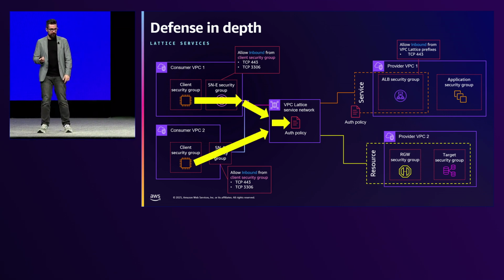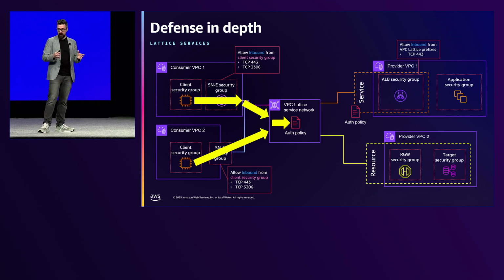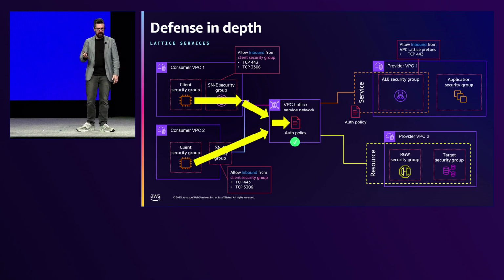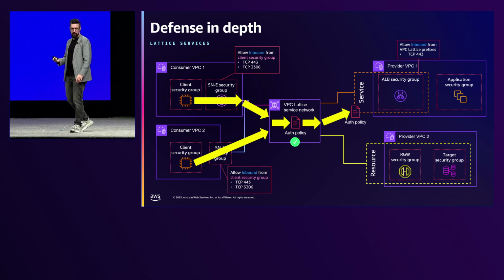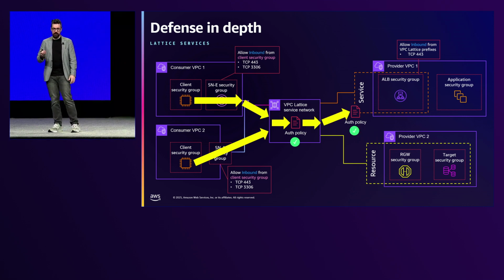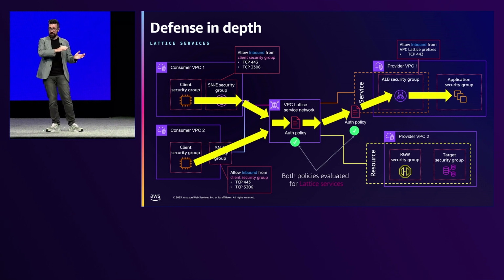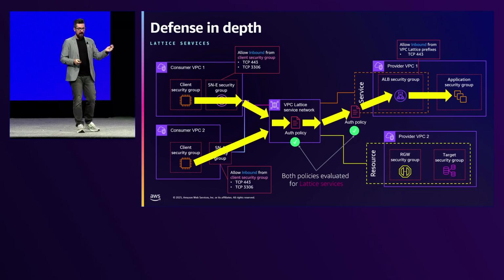Now I need to think about my auth policies as well, because remember, for services, we have our auth policies too. So our auth policy will be evaluated at the service network level, as well as at the individual service level. And only if both of those are allowed through will I pass my traffic through. In this case, I'm actually targeting an ALB, not the compute, because remember, you can do both, and pass that through here.